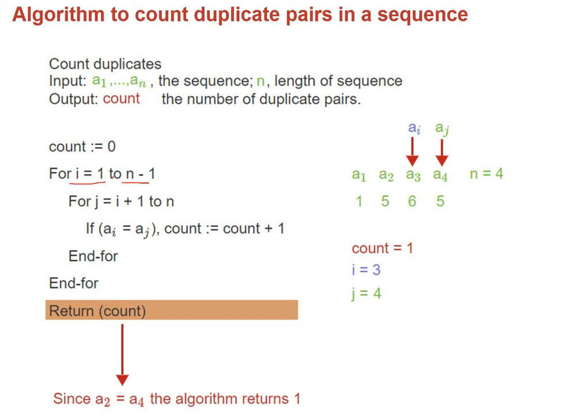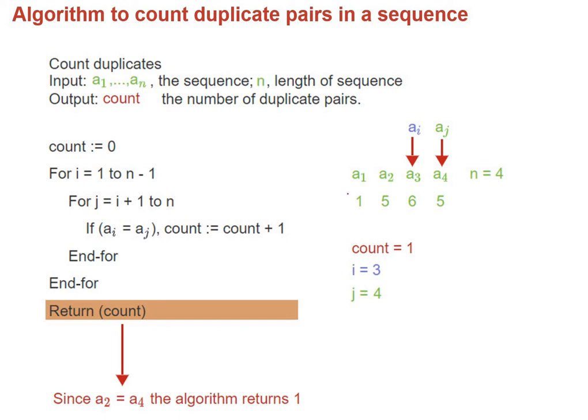The inner loop starts with i plus 1. It has to start with the next one and then go to the end, and remember n is the length of the sequence. Whenever the algorithm finds a duplicate, it increases the variable count by 1. That ends the for statements, and you return count, which is going to be the output of your program. Let's look at this sample sequence.